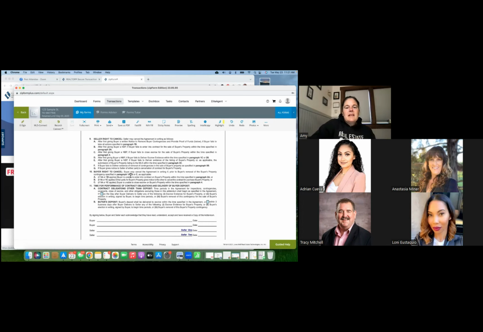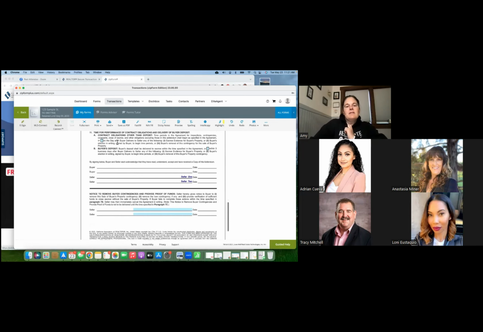The buyer's right to cancel: the buyer may cancel the agreement in writing prior to the removal of the buyer's contingency as specified in 1A, B, or C, if the buyer is unable to enter into contract within the time specified; or either party for the buyer's property gives notice to the other to cancel the contract for purchase; or the buyer is unable to close escrow on the buyer's property within the time specified in paragraph 4. So those are the 3 ways that a buyer can cancel.